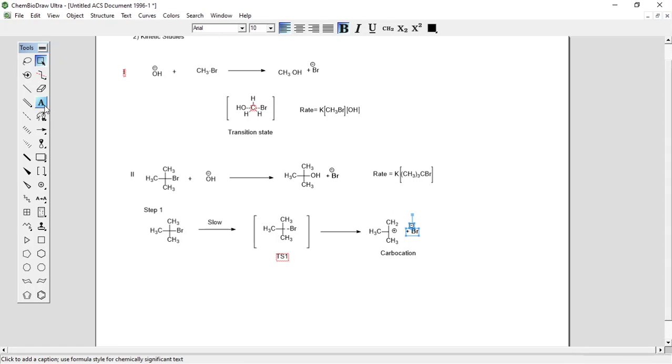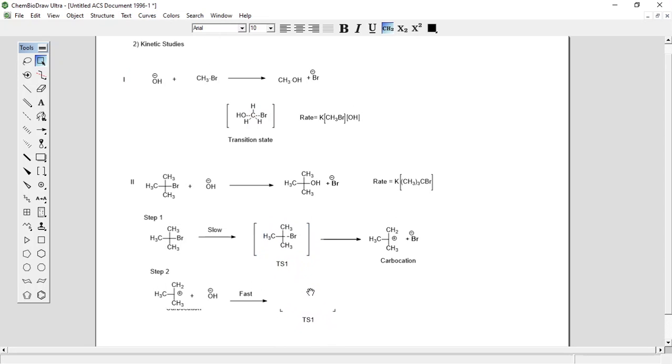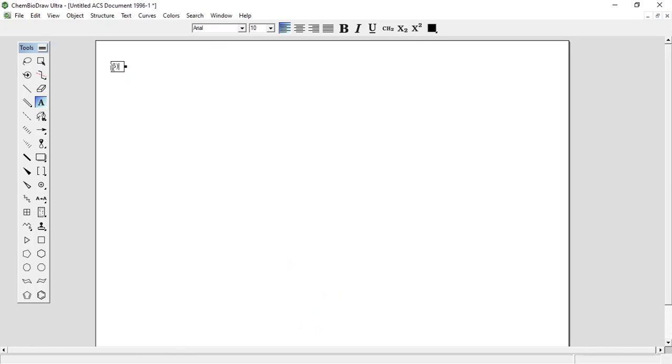Now step 2. So when this OH minus attacks this carbocation, that is your transition state 2. Third point, detection and trapping of intermediates.